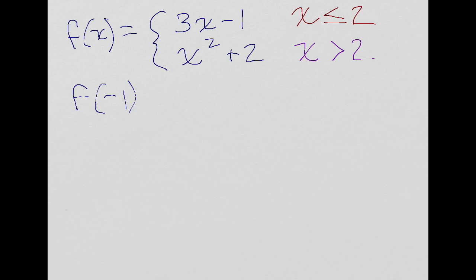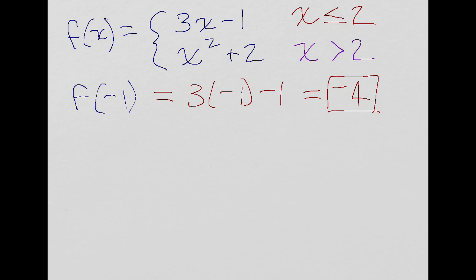Here we go. f of -1, using the top piece, is 3 times -1 minus 1. -3 minus 1 is -4. I was one step ahead of myself. And there's f of -1. We don't even have to look at the other piece of the function at all, because it doesn't apply when x is -1.